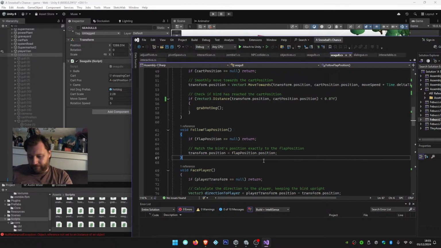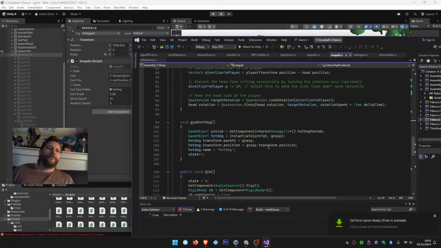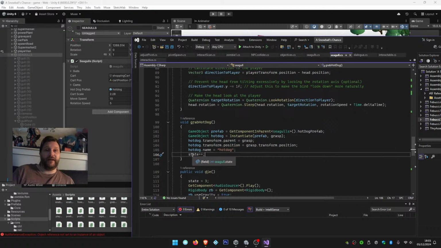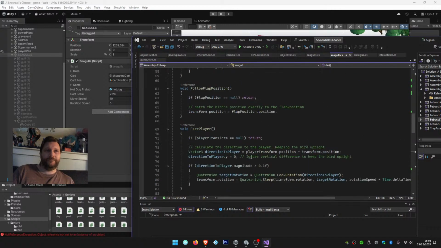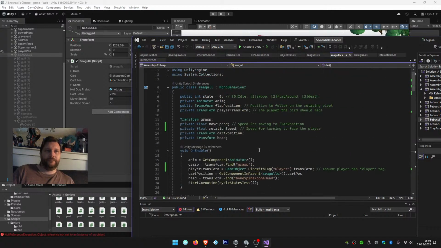Okay. So what we'll do is, after grabbing the hot dog, instead of just immediately changing into the next state, we will... we need to add a new state, I think.